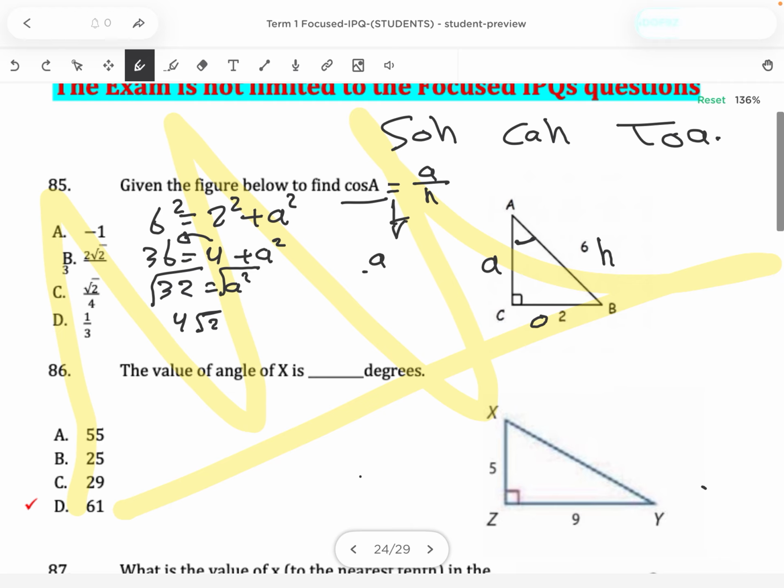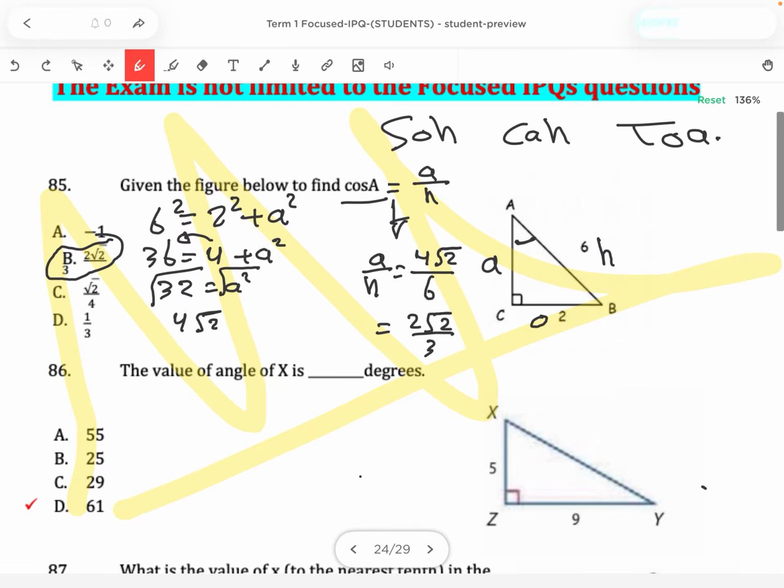الكوساين هو A over H. The adjacent side becomes 4 radical 2 على الhypotenuse 6. If we simplify it, it will be 2 radical 2 over 3, which is answer B. We need السؤال اللي بعده.